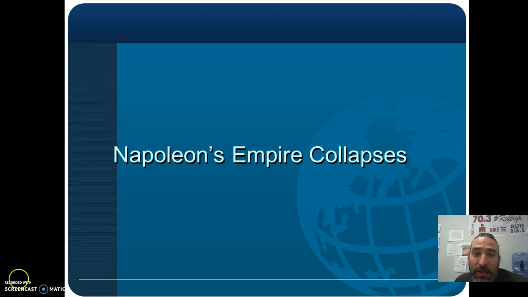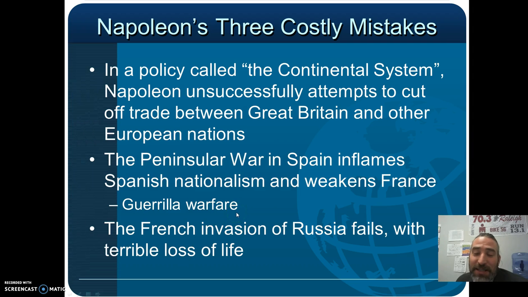But eventually Napoleon's head gets too big, and he's going to make three costly mistakes that lead to his downfall. The first mistake he makes is trying to create a system called the Continental System, in which all of Europe is no longer allowed to trade with England. He's mad at England for beating them in the Battle of Trafalgar, and they lost their fleet. So now Napoleon is trying to stop England from trading with the rest of the European nations that are around.